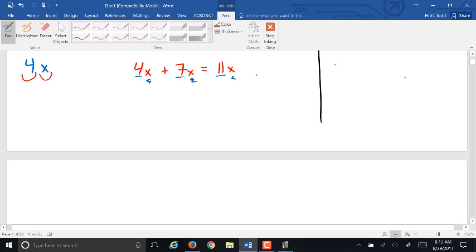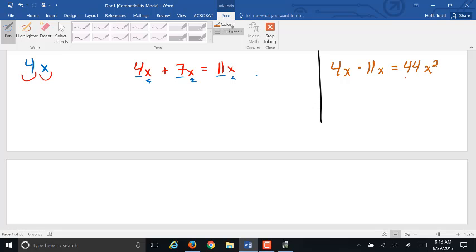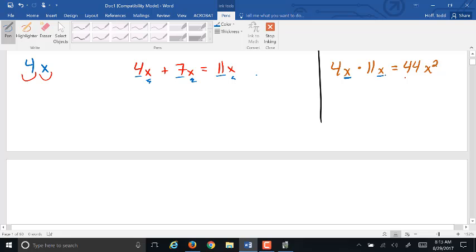If we were multiplying 4x times 11x, we get 44x squared. Very good. Just like having 4 times 11 is 44, and just like inches times inches is inches squared, x times x is x squared.